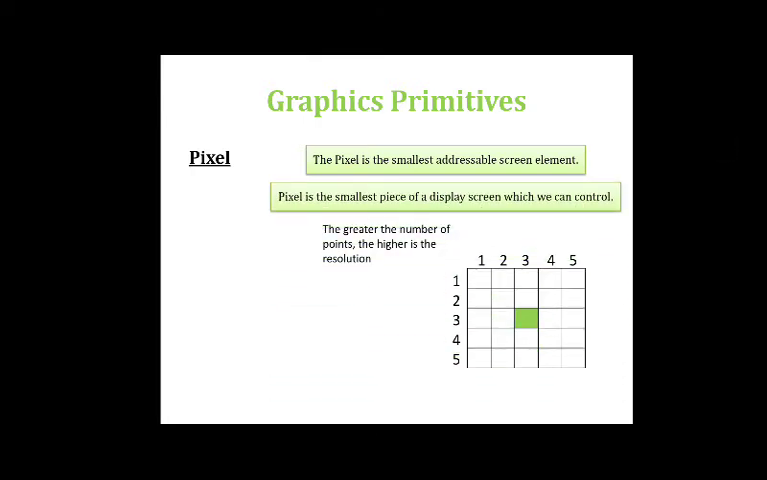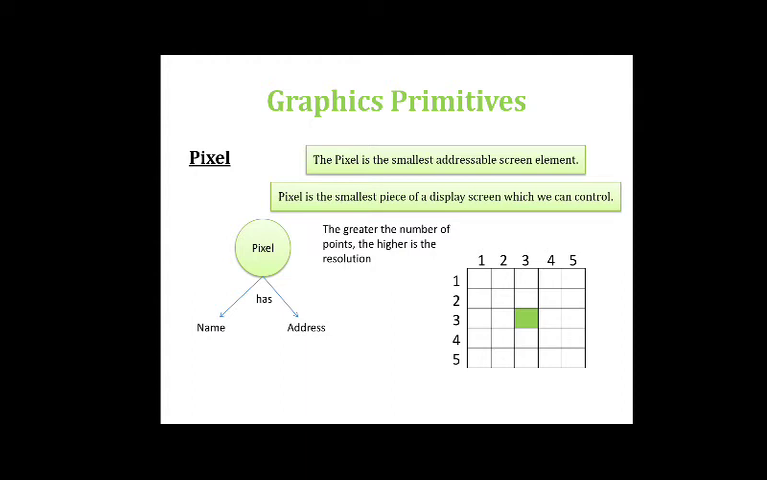So, the pixel is the smallest piece of display screen which we can control, meaning we have control over that pixel. We can turn that pixel on, we can turn that pixel off, that is called control. So, we can operate that pixel. The pixel has two things, a name and an address. Whenever we are controlling a pixel, we should have its name and its address. This is the controlling of a pixel.